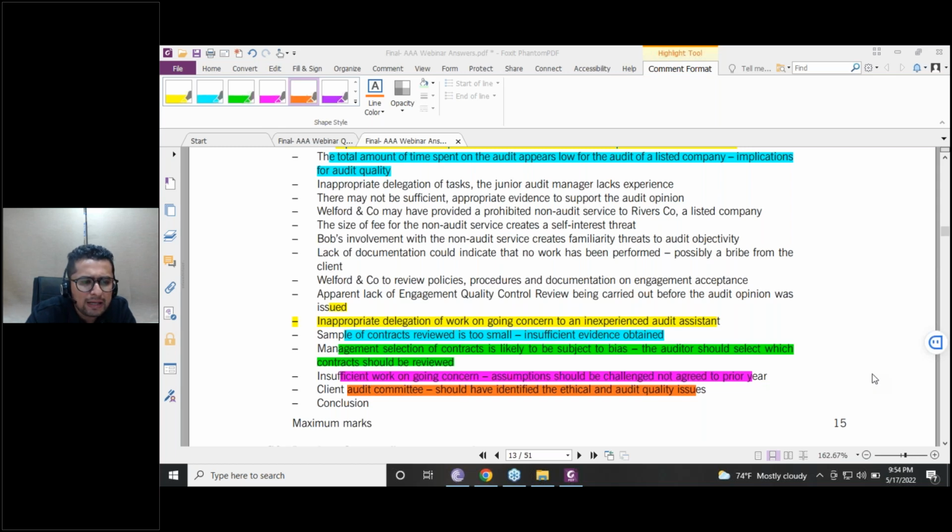Okay, you don't have to separately mention that this is an ethical issue, this is a professional issue. Ignore that. Extract the headings from the question. Dear students, you don't have to come up with an ethical issues heading, a professional issues heading, or a quality control heading. No, no, no. Extract the headings from the question, such as audit of going concern, such as long association of Bob, something like that. Audit committee, something like that.